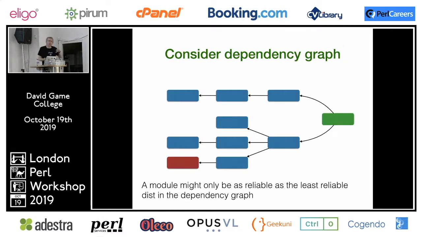You also need to look the other way on the river as well and look at, if you're thinking of using this green module, its dependency graph. Because you might think, it's okay, I'm only using one module, but if it's using gazillions of modules, actually you're relying on all those as well. And your module might only be as reliable as the least reliable module in your dependency chain.